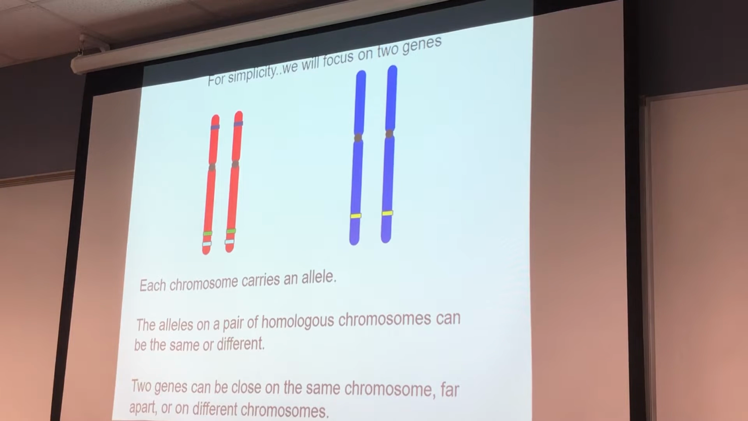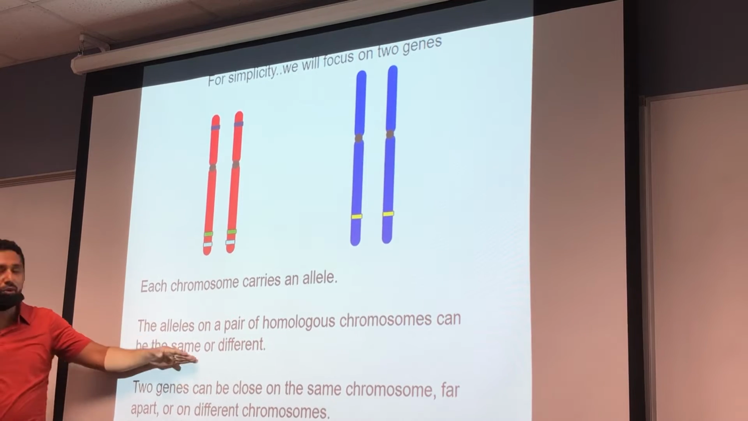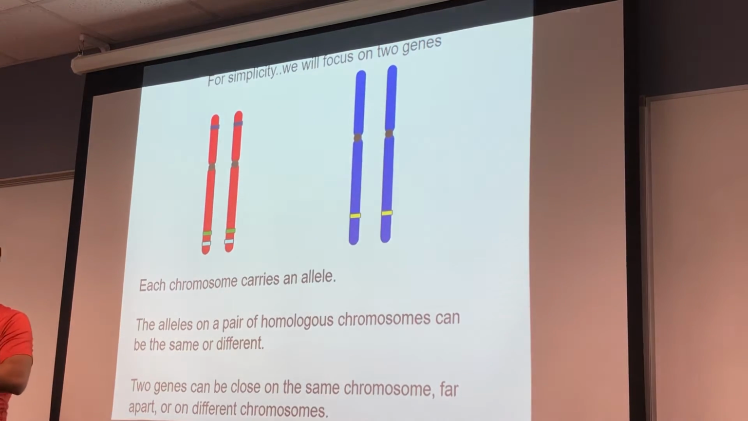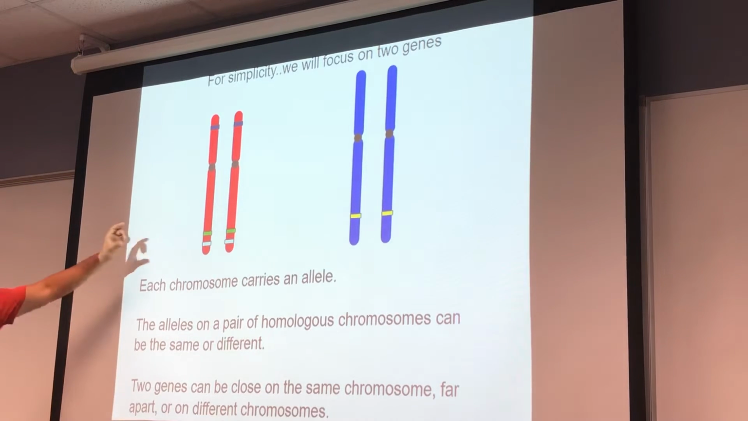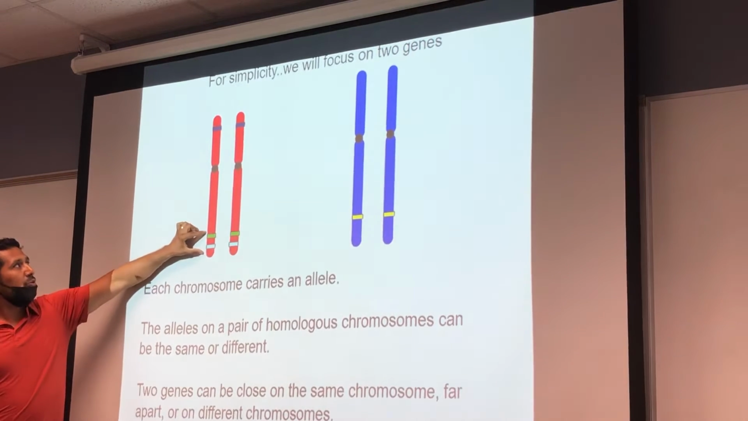So here, for example, let's focus on 2 genes. Each chromosome carries an allele, so that's right here, right there. And the alleles on a pair of homologous chromosomes can be the same or different. Right? It can be homozygous or it can be heterozygous, okay? These are the linked genes, in case they're really close together.